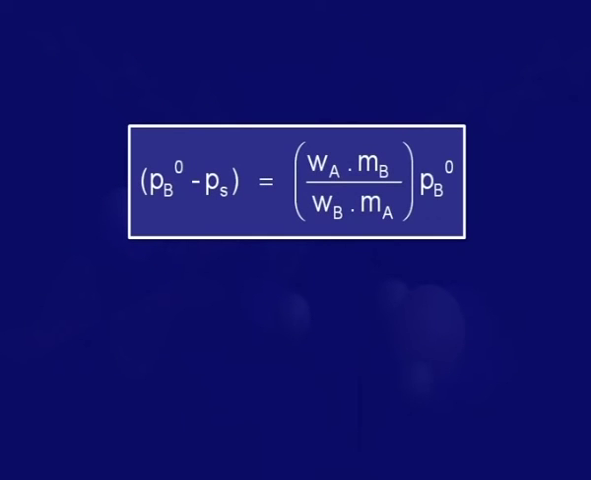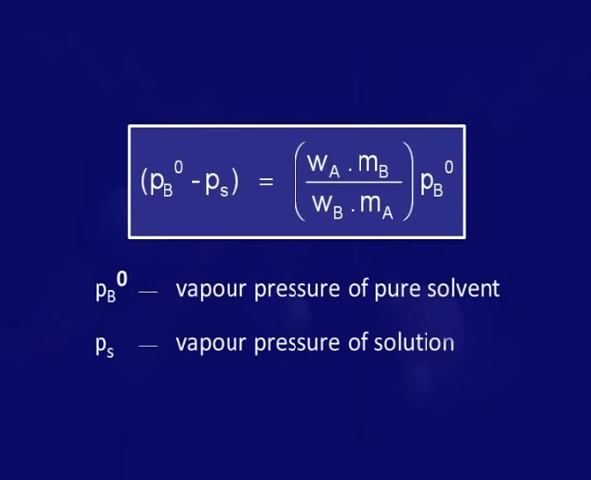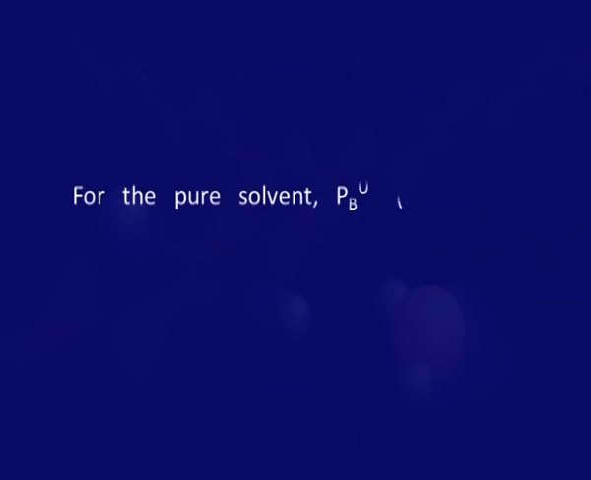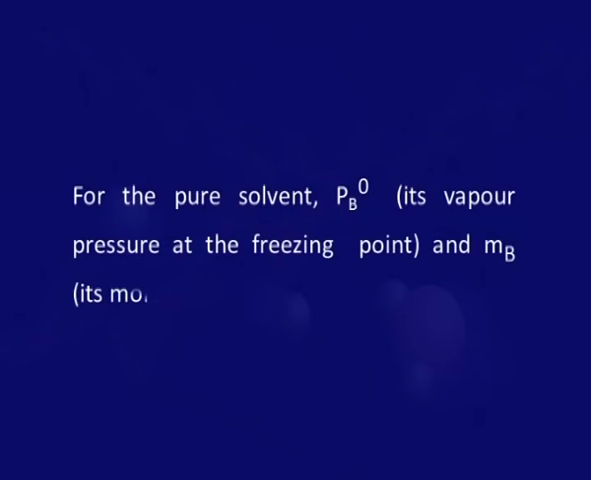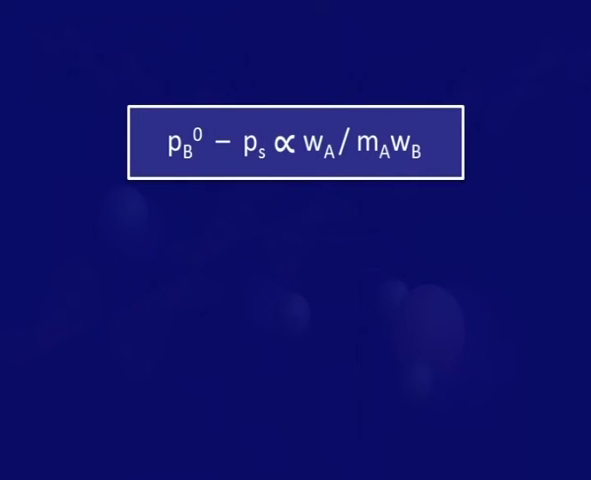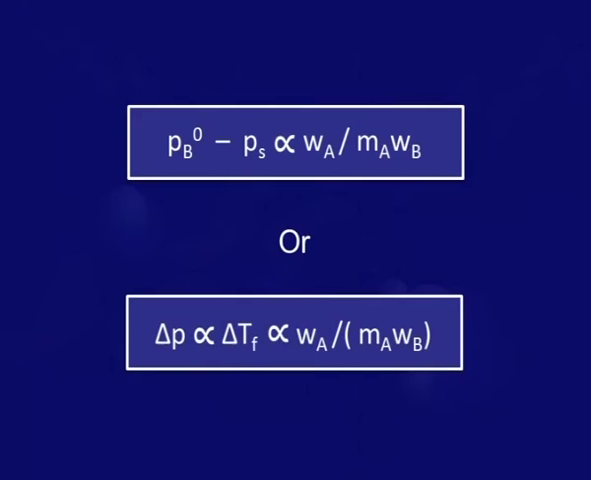From Raoult's law for dilute solutions, we know that relative lowering in vapor pressure is equal to the number of moles of solute upon the number of moles of solvent. Therefore, we have P0B minus Ps equal to WaMb upon WbMa into P0B. Here P0B is the vapor pressure of pure solvent and Ps is the vapor pressure of the solution. For the pure solvent, P0B and its molecular mass Mb will always remain constant. Therefore, P0B minus Ps is directly proportional to Wa upon Ma into Wb, or delta P is directly proportional to delta Tf, which is directly proportional to Wa upon Ma into Wb.